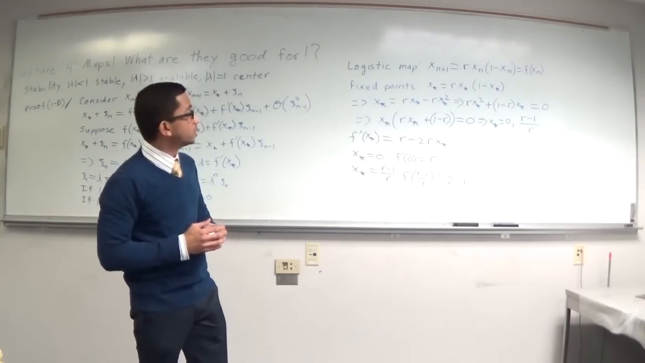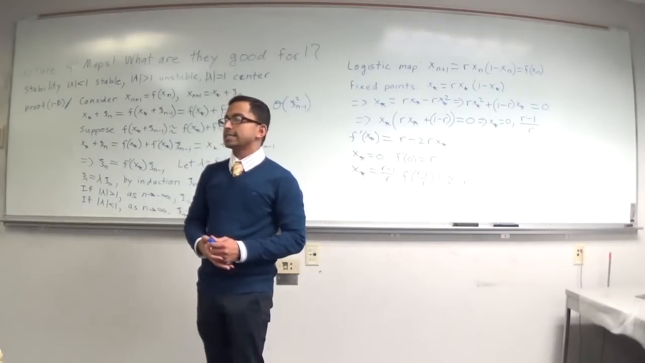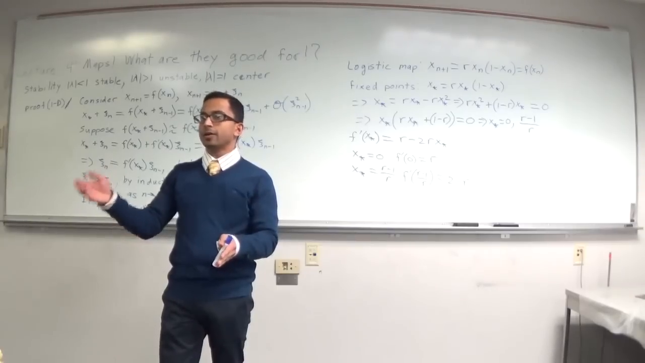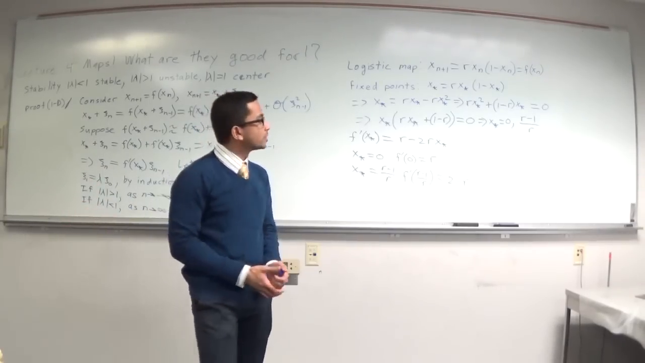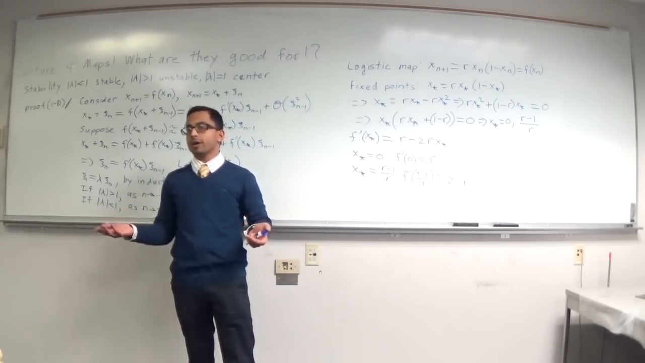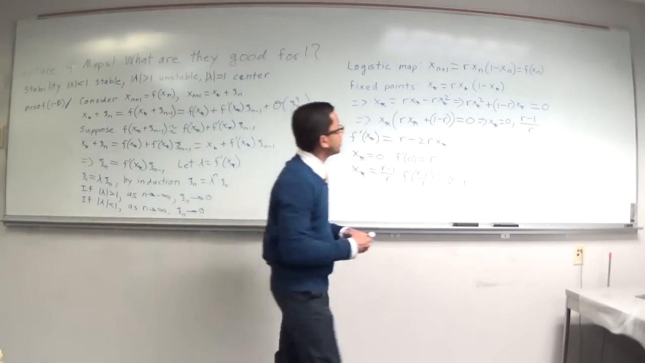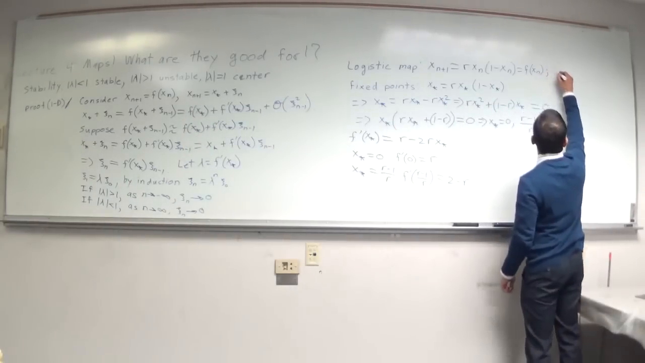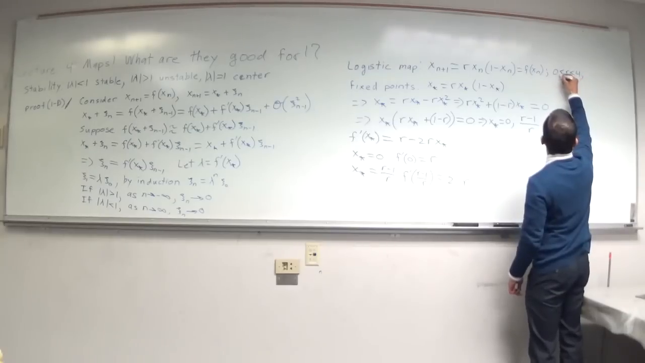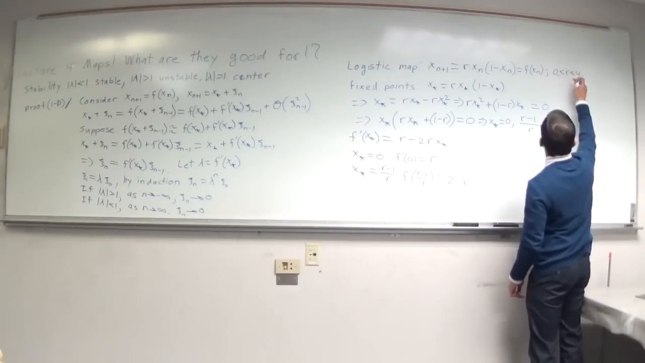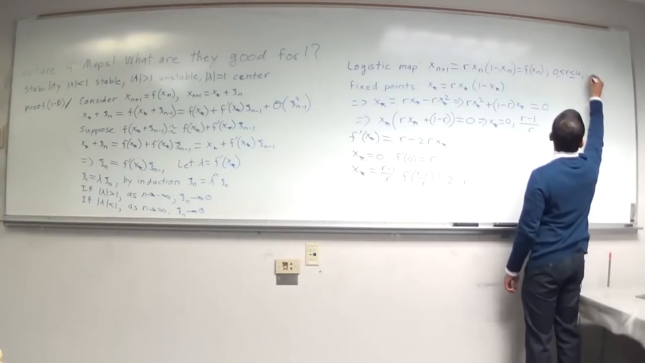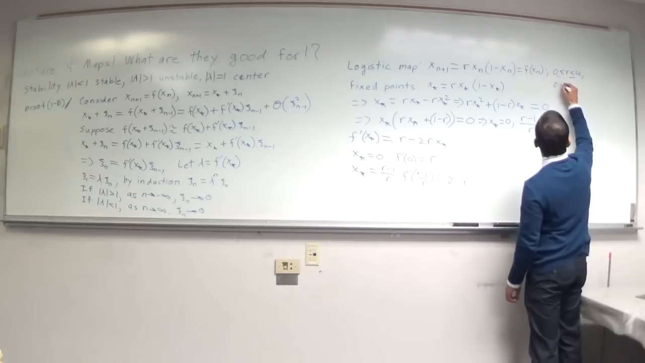I should mention this for the logistic map. We're thinking of x_n between 0 and 1, and we're going to think of r between 0 and 4. It won't make too much sense if we think of the logistic map outside of these parameters. So that's what we're going to keep in mind. I should write that down here. r is between 0 and 4, and x_n is between 0 and 1.